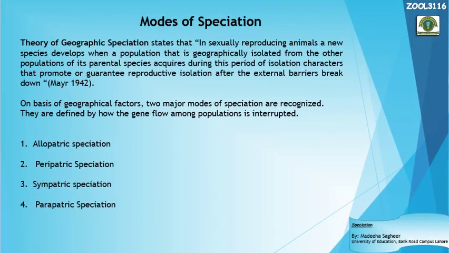Okay students, I have put this slide to maintain continuity with the previous part of the lecture. In part one, we talked about the theory of geographic speciation, so there's no need to explain it again. We talked about allopatric speciation and parapatric speciation in part one. Now, today we're going to talk about sympatric speciation and parapatric speciation.